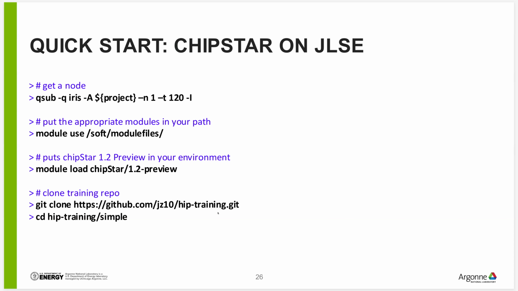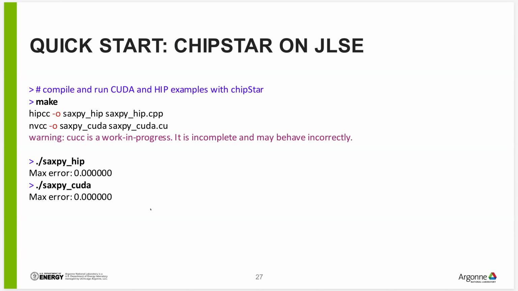These are directly installed system-wide. You can then load our chipStar. I advise you to try our 1.2 preview version, since you will get most of our fixes and performance improvements. And then you can try cloning the heap training repository and try our most simple example at first, which should get you started.